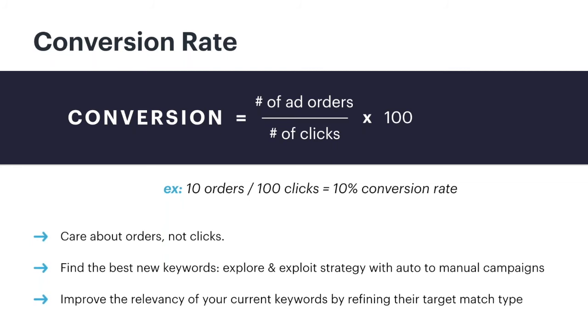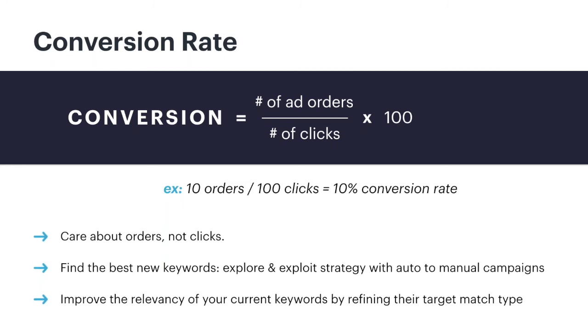Right, so let's talk about explore and exploit. Yeah, that's the exploring piece. You're using those auto campaigns to explore what customers are typing into that search bar, what their search terms are, which ones perform specifically well for your product and which ones don't. Negate the ones that don't, and the ones that do, add them to the coinciding manual campaign.